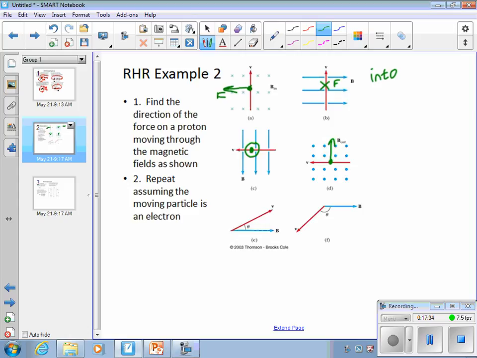Because in order for this to work properly, the magnetic field has to be on one axis, the velocity has to be on another axis, perpendicular, and the force has to be on a third axis. And they all have to be perpendicular to each other. So the field is on the X, velocity is on the Y, the force is going to be on the Z. Now, is that positive Z or negative Z? I don't know. That's what our right hands are for.